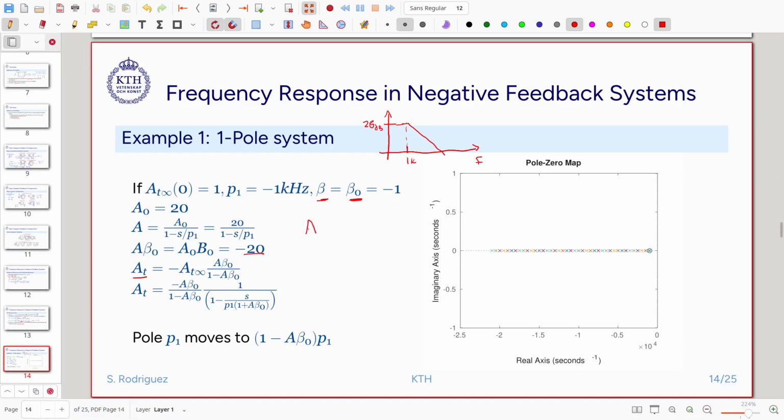So the total asymptotic gain is equal to 1 over beta, that will be equal to 1, minus beta, that will be equal to 1. Okay, so when we solve this equation with the pole, we replace A here and A here, and following the expression that we have, we will see that we have the following equation.